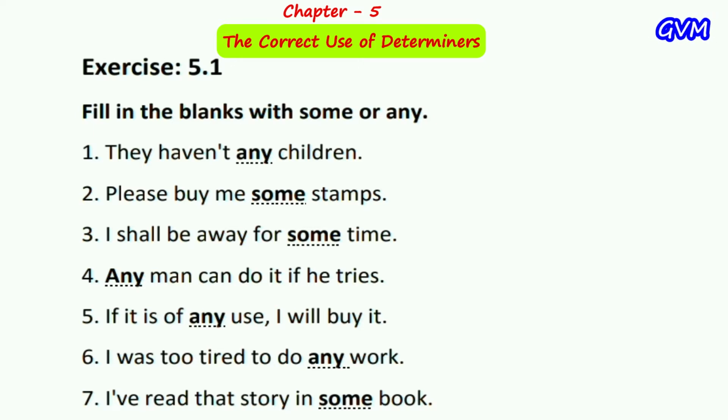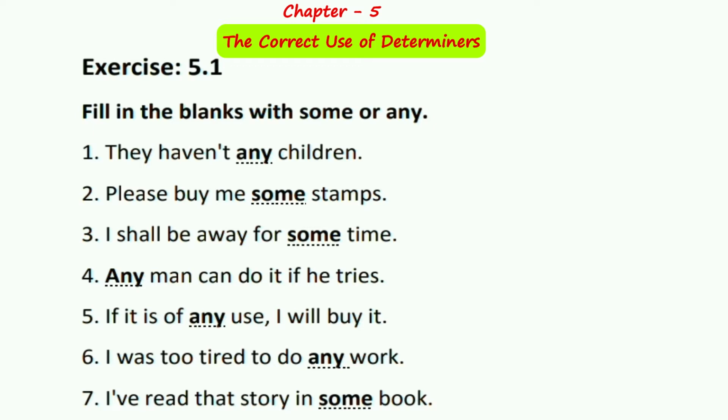In exercise 5.1, first question is fill in the blanks with some or any. We use some or any. Both these words refer to the number as well as quantity. Some is used in affirmative sentences and questions when the speaker expects an affirmative answer. But any is used in negative sentences and questions when the speaker expects a negative answer.